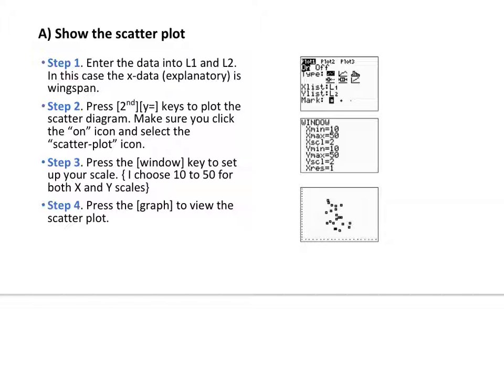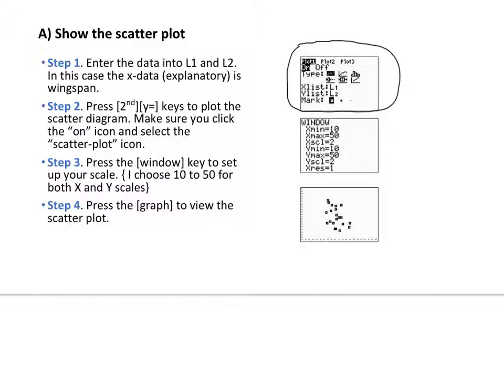So the first thing we're going to do is show the scatter plot. So we enter the data L1 and L2 under the stats key. In this case, the X data is the wingspan, and it's called explanatory. The L2 data, which is going to be the Y data, is the lifespan. Once we've entered the data, we're going to press second equal key, and we get the following menu screen.